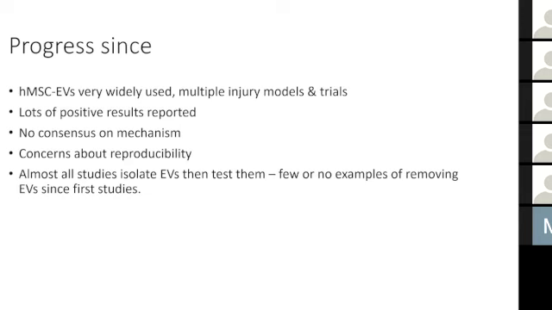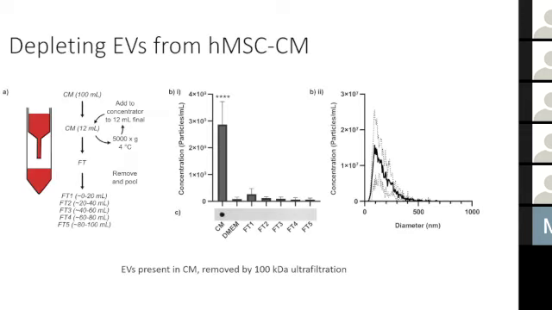So to get on to my actual work, the first thing I did was essentially the same experiment I just showed you from those papers, where I took conditioned medium from MSCs and I passed it through a filter. But what I did differently was that I took sequential fractions of about 20 ml each, one after the other, of the flow through. Initially, I checked to see whether there were any EVs in the flow through.